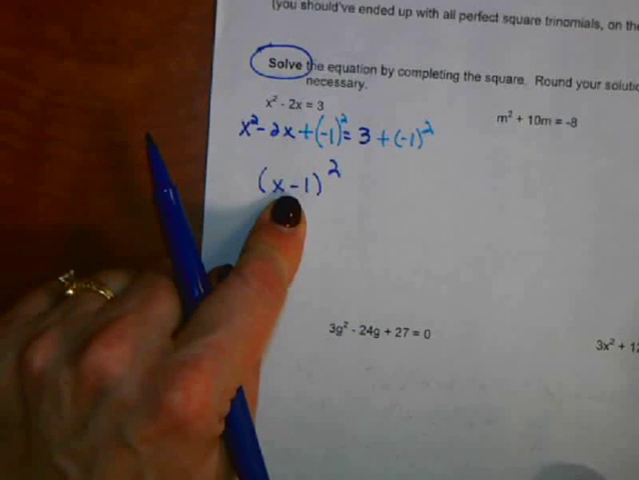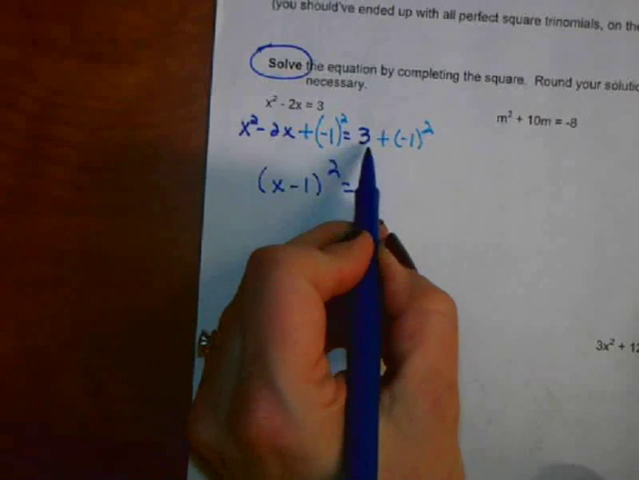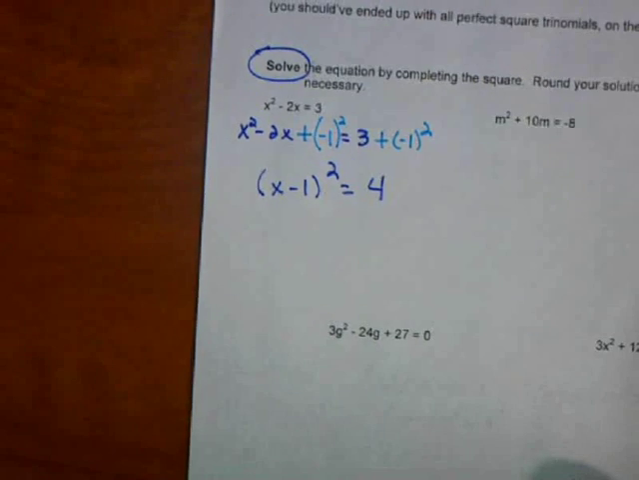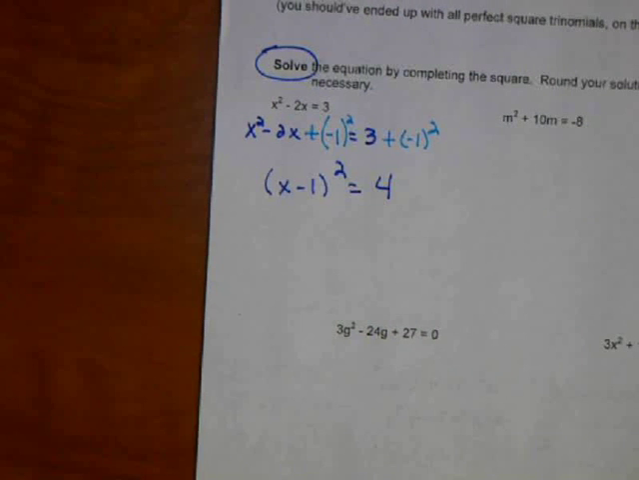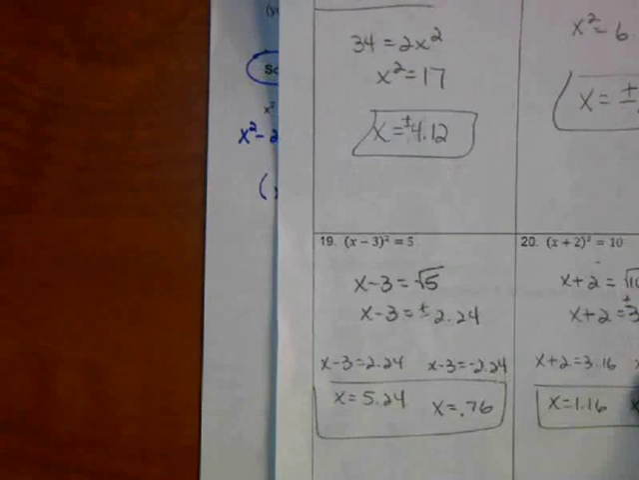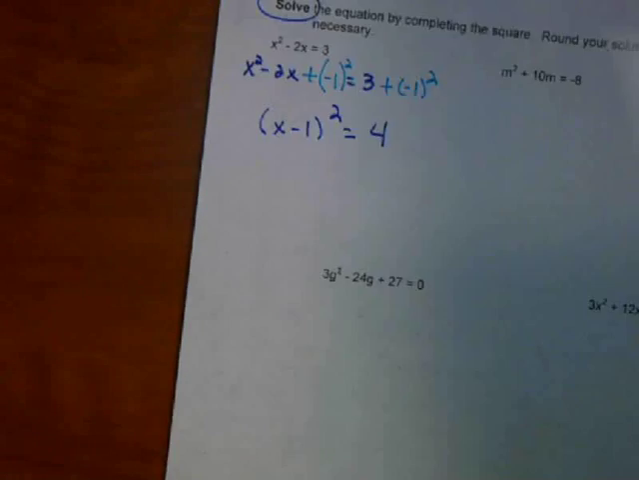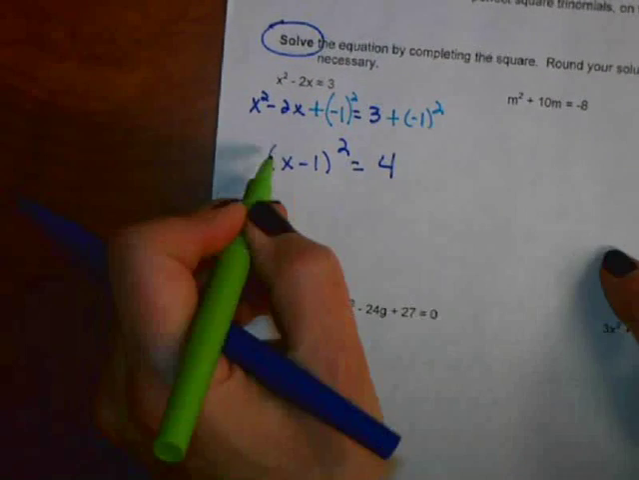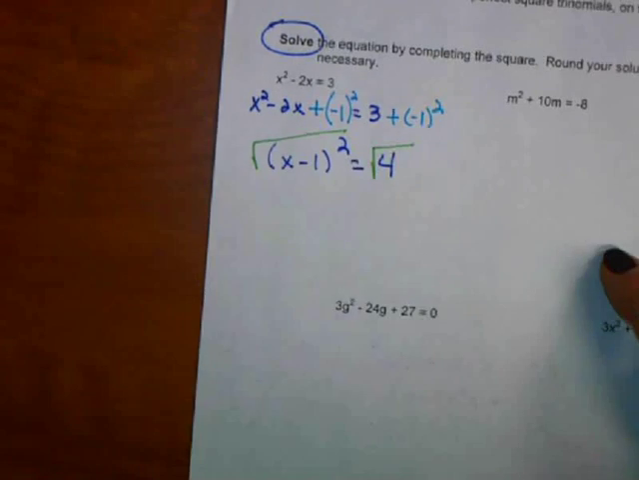You see it? We'll do more, don't worry. What's 3 plus negative 1 squared? 4, correct? Oh, look at that! Is that not just like what you were doing last night for homework? See? Same thing. So now I can solve this by taking the square root of both sides.